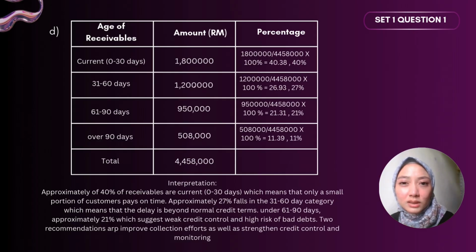This means that only a small portion of our customers are paying on time. Approximately 27% falls in the 31 to 60 days category, which means that there is delay beyond the normal credit terms. Approximately 21% in the 61 to 90 days category suggests that there is weak credit control, and there will be a high risk of bad debts. Two recommendations are to improve the collection effort as well as strengthen the credit control and monitoring.